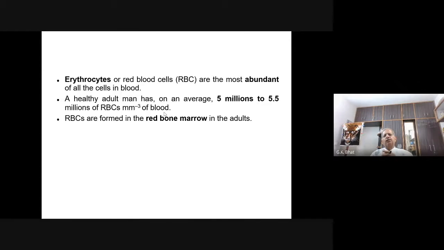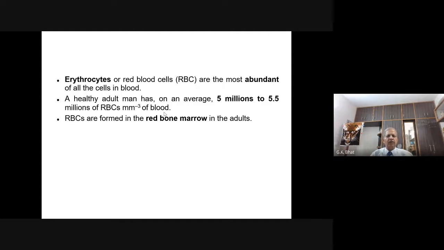When you say that it is 5.2 to 5.5 million red blood corpuscles per cubic millimeter in the adult man, the next question arises: is it less in woman? Yes. Around 0.5 million less in the adult woman. The difference is around 0.5 million; it is more in the case of the adult man.